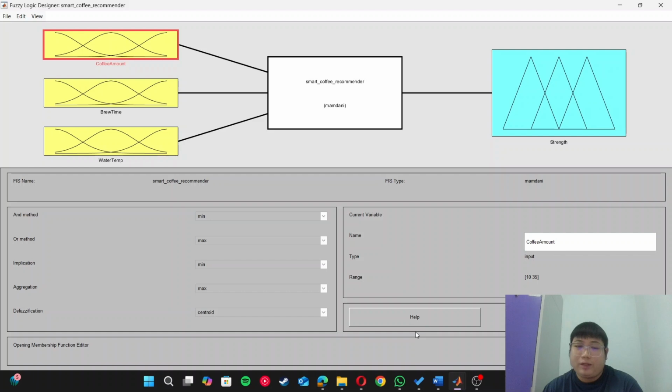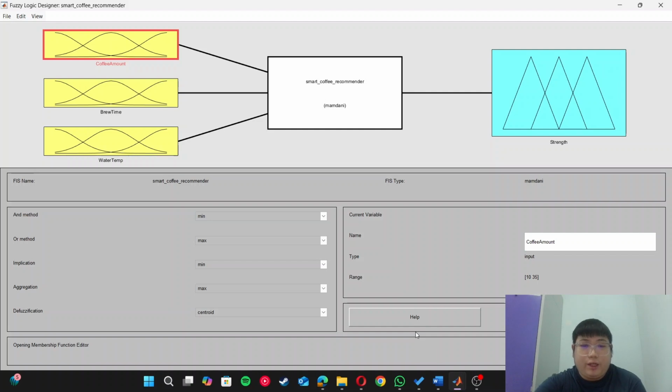So we developed a fuzzy decision making system that recommends coffee strength based on three key inputs: coffee amount, brew time, and water temperature. Our objective was to simulate a human-like decision-making process using fuzzy logic. We implemented our system using MATLAB's Fuzzy Logic Designer, which allows us to define fuzzy sets, rules, and simulate input-output behavior easily. We focus on the Mamdani type fuzzy inference system, which is well suited for interpretable, linguistic, rule-based control.